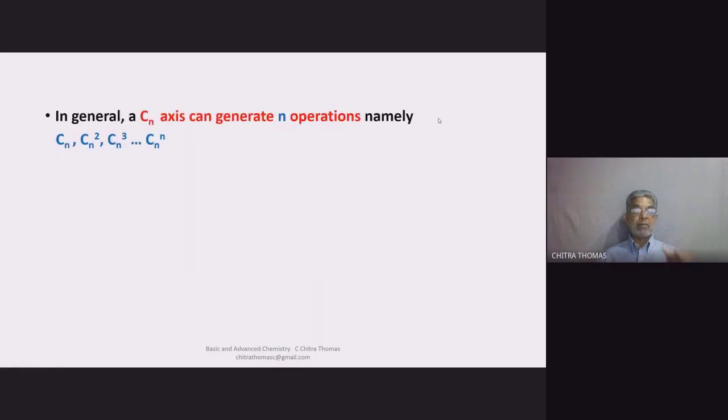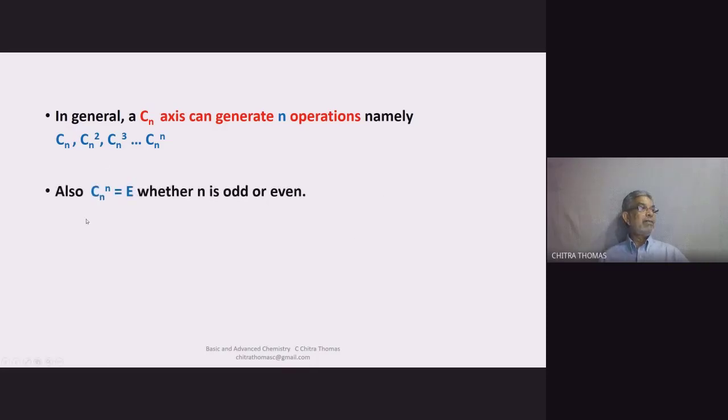Now, C3 can generate 3 operations. C4 can generate 4 operations. C5 can generate 5 operations. C6 can generate 6 operations. In general, a Cn axis can generate n operations, namely Cn, Cn squared, Cn cubed, up to Cn to the n. Note this down: a Cn axis can generate n operations. Identity can generate only 1 operation.